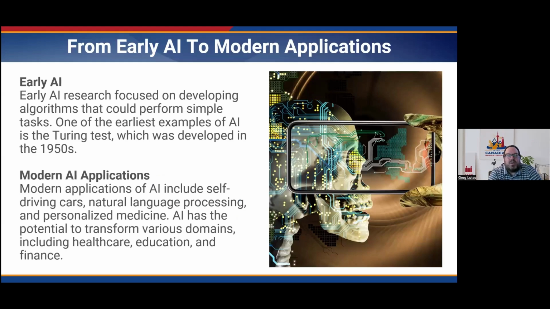AI has come a long way. In the early days, with modern applications that range from anything from self-driving cars to personalized medicine, AI has the potential of being able to transform lots of different domains, including healthcare, education, and finance. One of the earliest tests of AI was the Turing test that was developed by Alan Turing back in the 1950s. And this was developed in order to really test AI's capability.